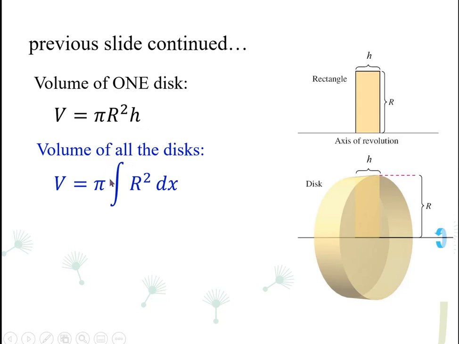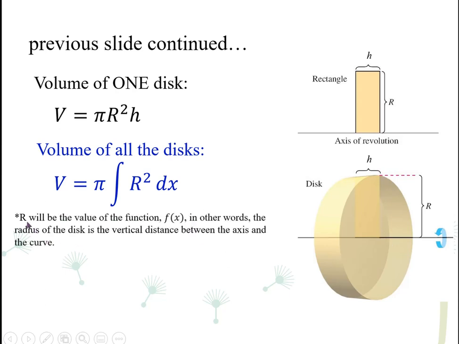Let's take a look at this. Pi is a constant, so I take it outside of the integral. And then r squared is just whatever the radius is. And then the h is the dx, because the height of the cylinder is your change in x, since it's going horizontally like that. Now the radius is going to be whatever the value of your function is at that point, so the radius is the value of the function f of x.